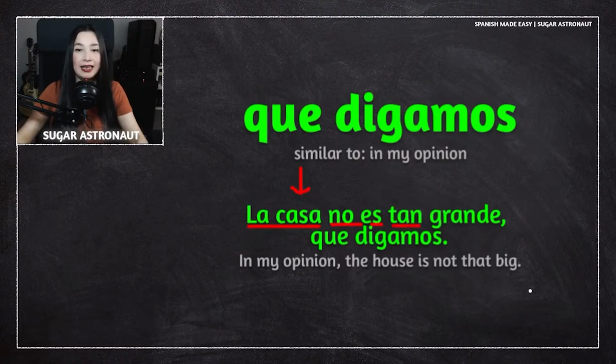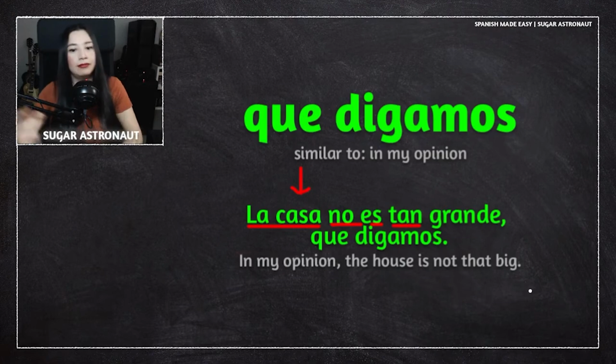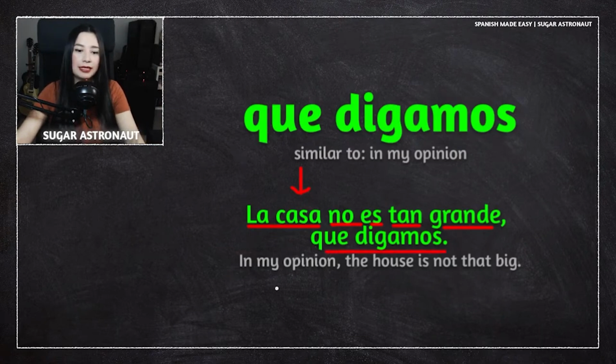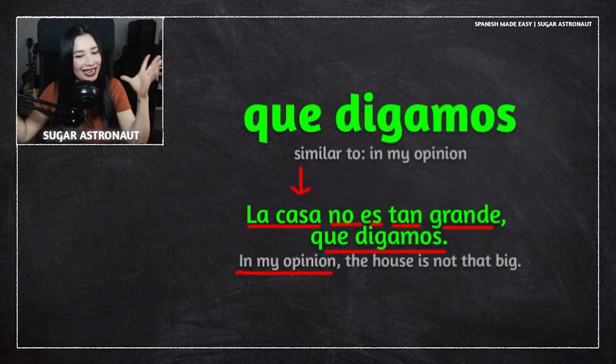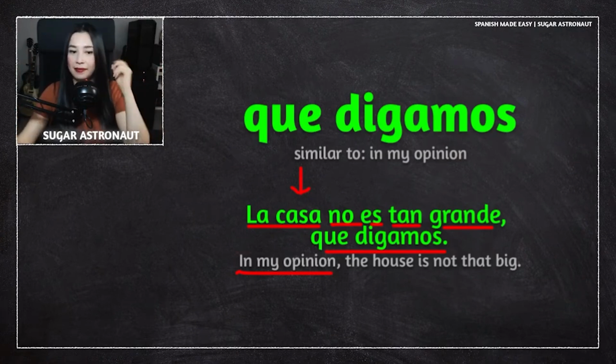Tan is a great word that means so or that when comparing or when talking about, big, small, that big, that small, and so on. Grande means big, okay? Big. Que digamos means, in my opinion. Okay? La casa no es tan grande que digamos. The house is not that big. In my opinion, the house is not that big.